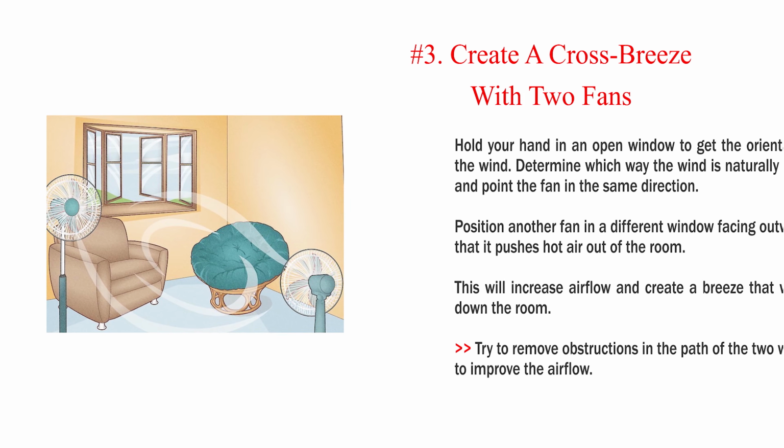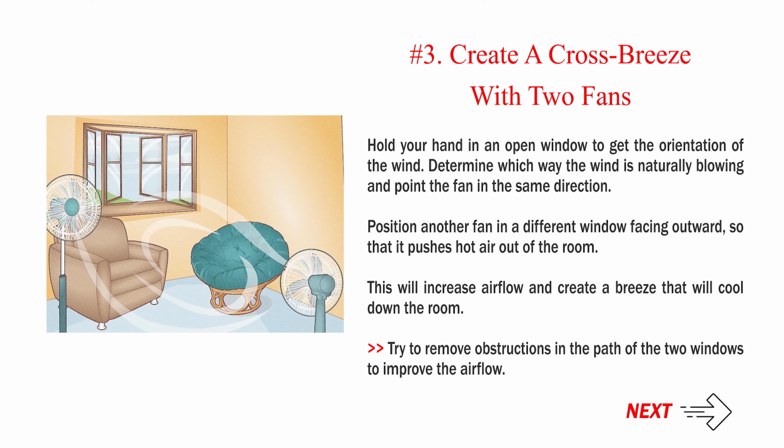Number 3. Create a cross breeze with 2 fans. Hold your hand in an open window to get the orientation of the wind. Determine which way the wind is naturally blowing and point the fan in the same direction. Position another fan in a different window facing outward, so that it pushes hot air out of the room. This will increase airflow and create a breeze that will cool down the room. Try to remove obstructions in the path of the 2 windows to improve the airflow.